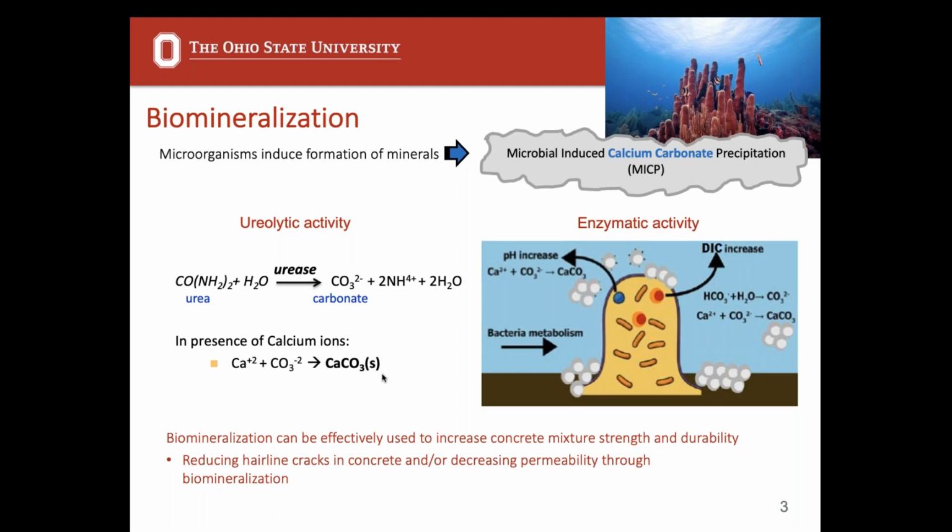The other alternative way is enzymatic activity. So this is the creation of a protein by the bacteria that will split up, so it pulls CO2 from the air, and then that can react with calcium from the environment to form calcium carbonate. Both methods work to produce the calcium carbonate product that we want in the end, and both have been shown to reduce hairline cracks in concrete and reduce permeability.